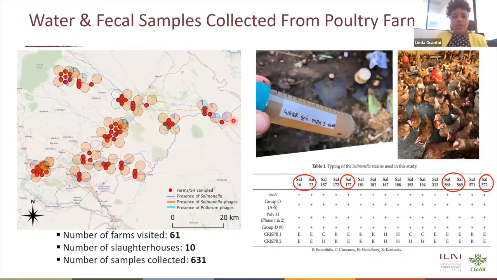So in our study, we had collected water and fecal samples from 631 farms, from which we isolated Salmonella and Salmonella-specific phages. We obtained 16 Salmonella isolates, which were CRISPR typed, and serology and PCR were also done. And we got 6 Salmonella Enteritidis, which we'll be using in this study.